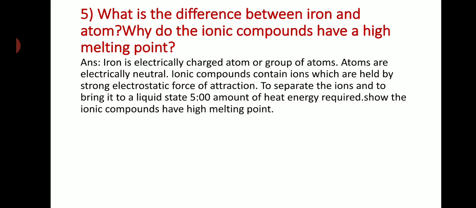Fifth one: what is the difference between ion and atom? Why do ionic compounds have a high melting point? An ion is an electrically charged atom or group of atoms. Atoms are electrically neutral. Ionic compounds contain ions which are held by strong electrostatic force of attraction. So what are ions? They are charged particles, for example, sodium chloride. But atoms are electrically neutral, and these ionic compounds have a strong electrostatic force. So to separate the ions and bring it to a liquid state, a large amount of heat is required. It shows ionic compounds have high melting point.